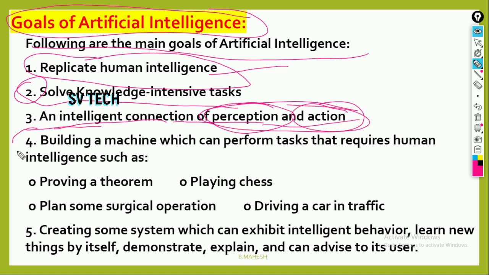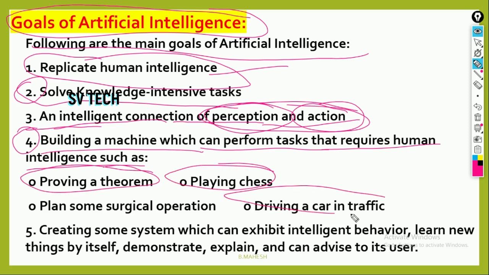Stay tuned. The fourth one is building a machine which can perform tasks that require human intelligence, such as proving a theorem, playing chess, driving a car in traffic, and planning surgical operations. Nowadays we are already seeing a robot system playing chess and proving some theorems, and in some high-end hospitals we are seeing robots performing surgical operations. And driving a car in traffic without a driver, AI is going to drive that car. Like this we are seeing so many examples in our real life right now.